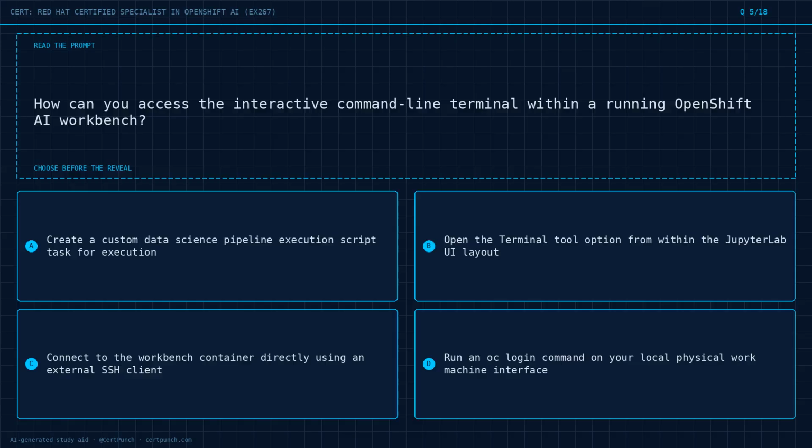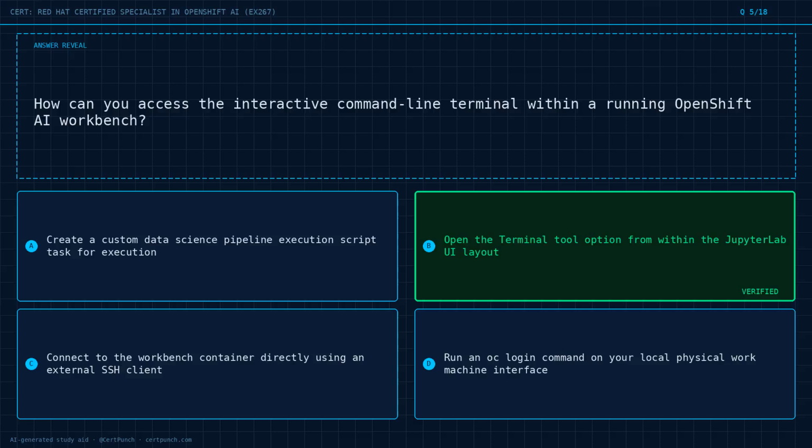Question 5 of 18. How can you access the interactive command line terminal within a running OpenShift AI workbench? Option A, create a custom data science pipeline execution script task for execution. Option B, open the terminal tool option from within the JupyterLab UI layout. Option C, connect to the Workbench container directly using an external SSH client. Option D, run an oc login command on your local physical work machine interface. Choose the best answer before the reveal.